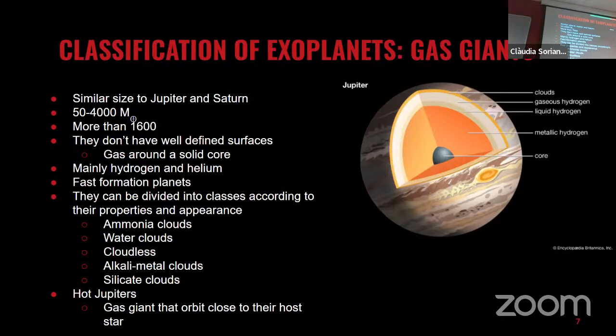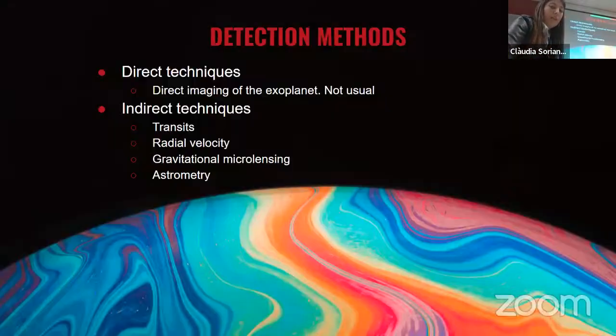But I'm not interested in all these gas giants. I'm just interested in one group which have a particular characteristic of gas giants, which are hot Jupiters. Hot Jupiters are gas giants, but have the peculiarity that they orbit really close to the host star. So this will give this kind of exoplanets a characteristic and different behavior to study, and some properties that we'll see later. Before going to these hot Jupiters, I just want to mention the different detection methods that we have nowadays, the most important ones or the most used, which are these that we have here.